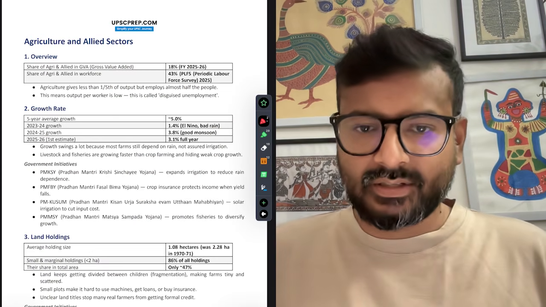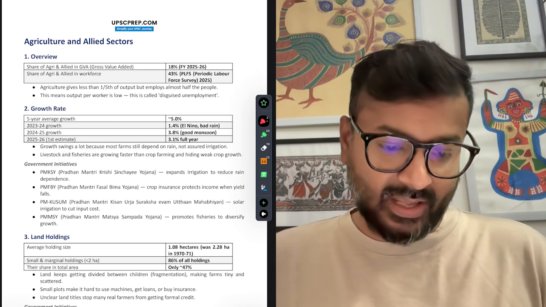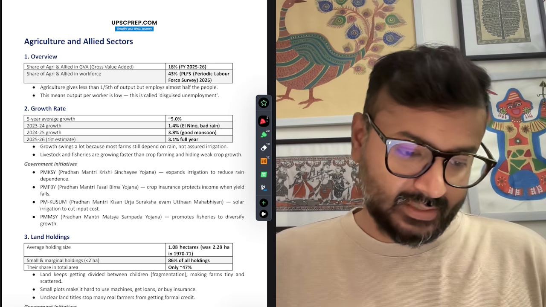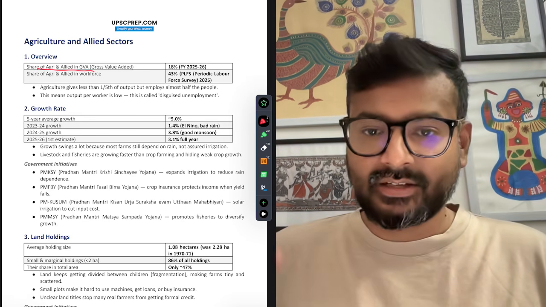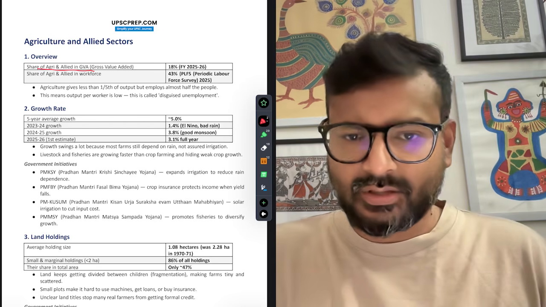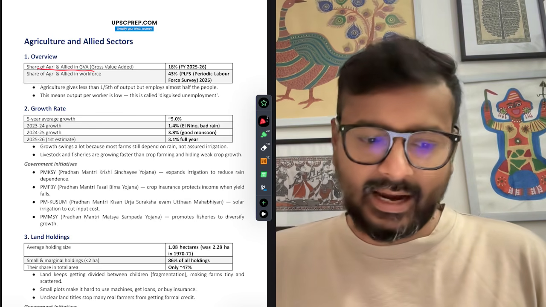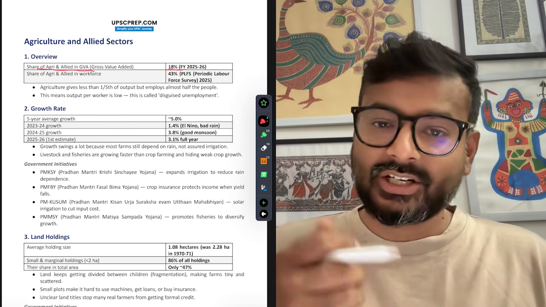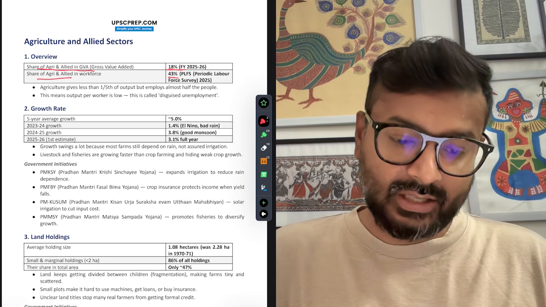Let's start with taking an overview of the agriculture and allied sector. And this is the most quoted data with respect to this sector. That share of agriculture and allied in the gross value added, which is a proxy for GDP. So you can say that the contribution of agriculture and allied in the GDP is 18%, whereas the share of workforce involved in agriculture and allied sector is 43%.